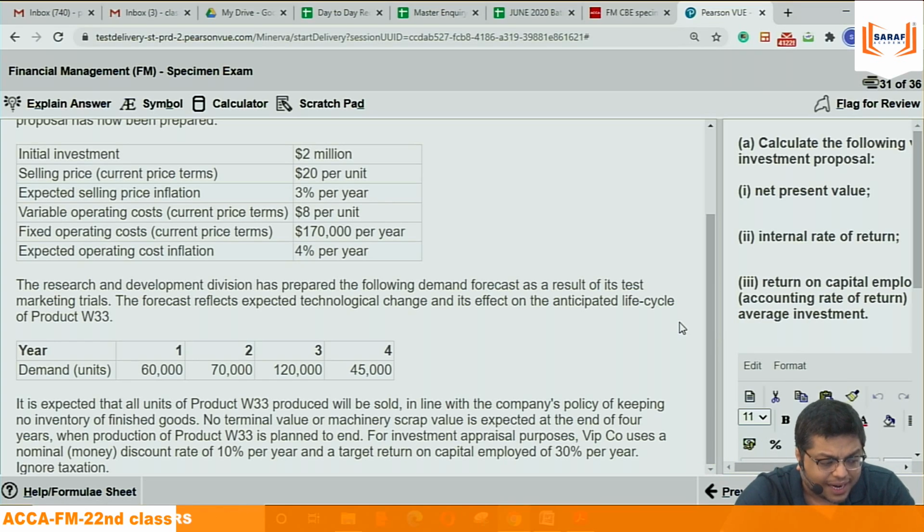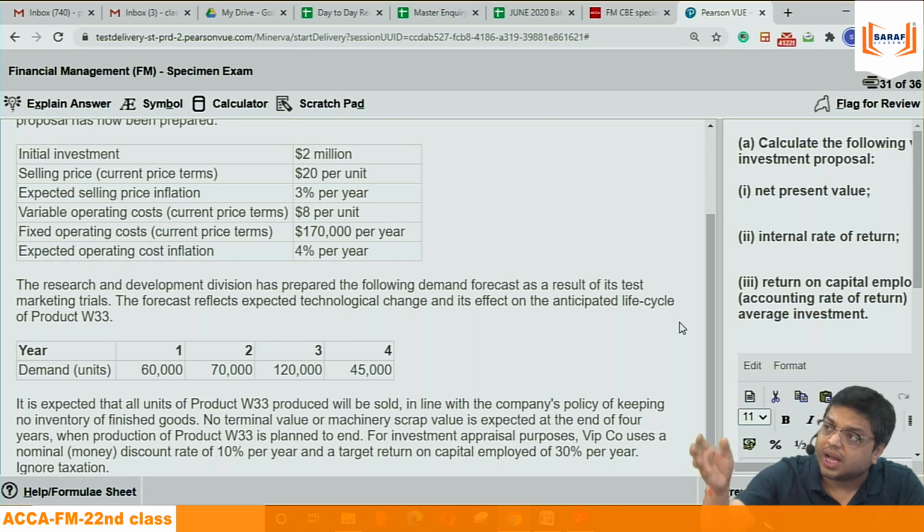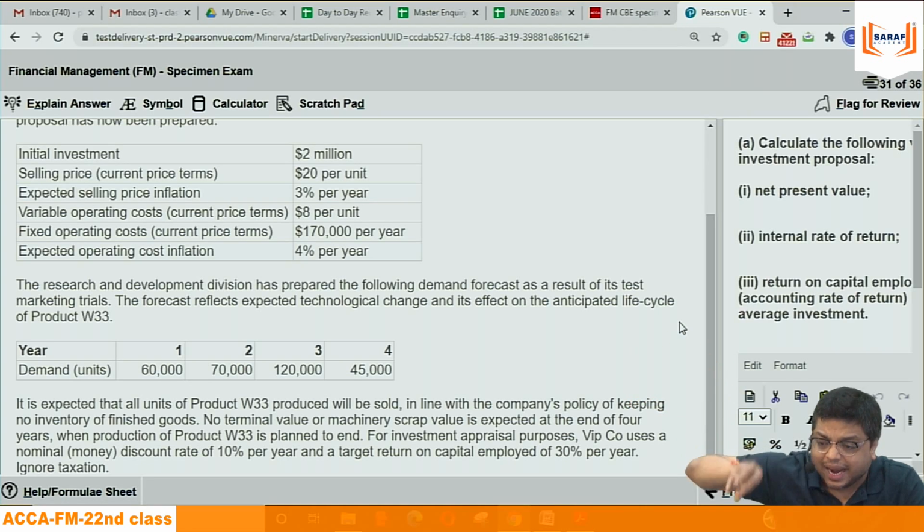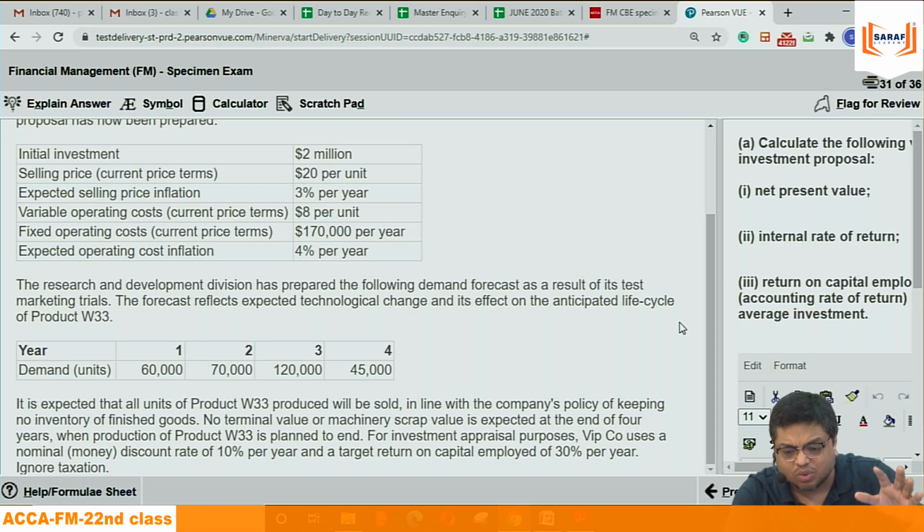It is expected that all units of product W33 produced will be sold out. Now they don't have to say this. Generally, we don't find questions in exams where we forecast that production in year 1 and year 2 will be this, and sale will be different. That we find in a costing paper, budgeting, production budget and all that. In the finance paper, production is equal to sale. They are just saying it, so we have to assume, in line with the company's policy of keeping no inventory of finished goods.